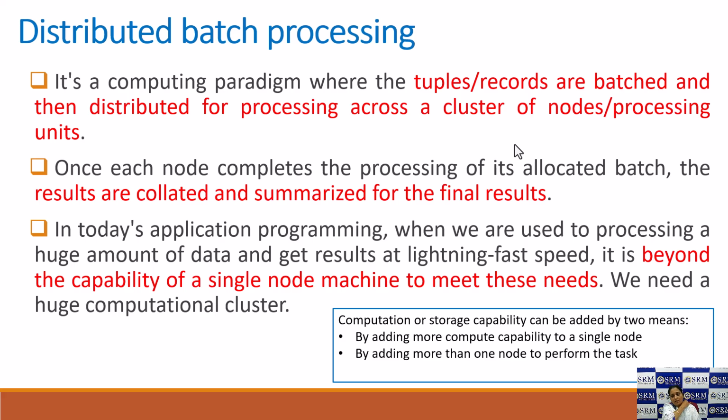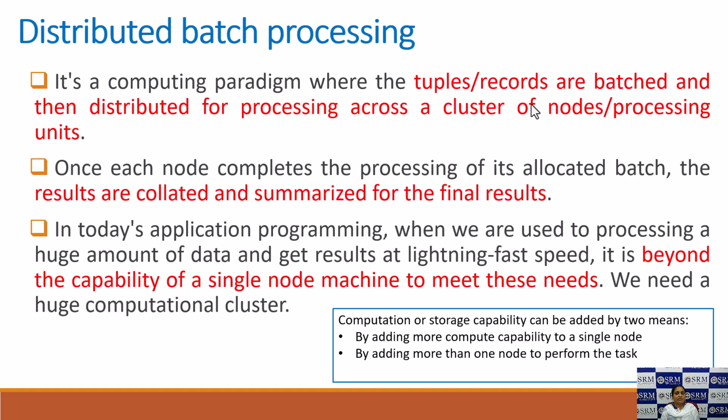The last part is distributed batch processing. In the previous video, I told you what batch processing is. Now I am talking about distributed batch processing. It is a computing paradigm where the tuples, this is not the tuple as in Python, this tuple is a record, are batched and then distributed for processing across a cluster of nodes and processing units. You may ask me, ma'am, you told us only real-time processing is used, not batch processing, but big data uses both batch processing as well as real-time processing.